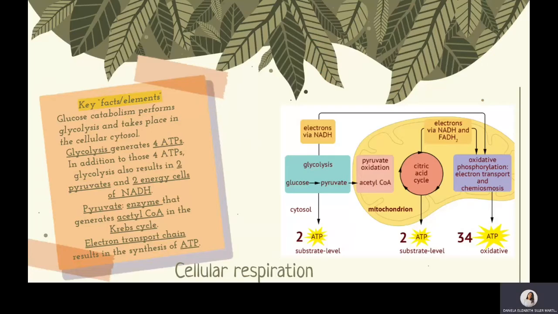Glycolysis generates 4 ATPs, and in addition to that, it results in 2 pyruvates and 2 energy carriers of NADH. A pyruvate will be defined as a molecule that generates acetyl, and that occurs in the Krebs cycle. Finally, that leads us to the electron transport chain, and that results in the synthesis of ATP, which gives us a net total of 38 ATPs.